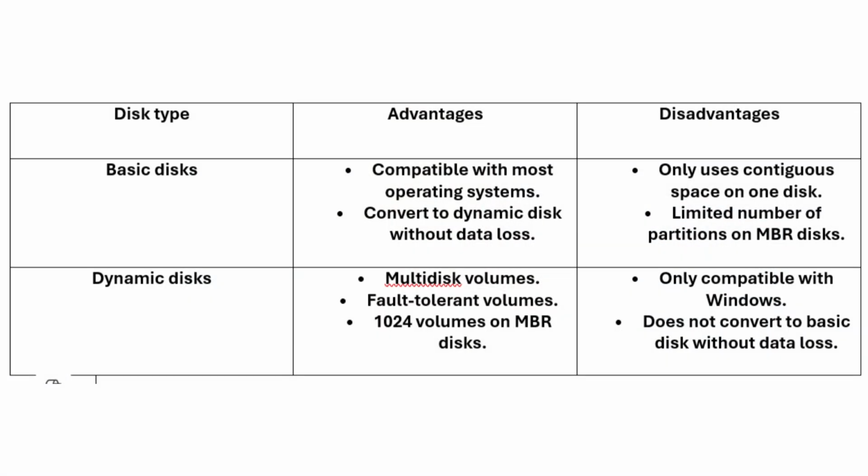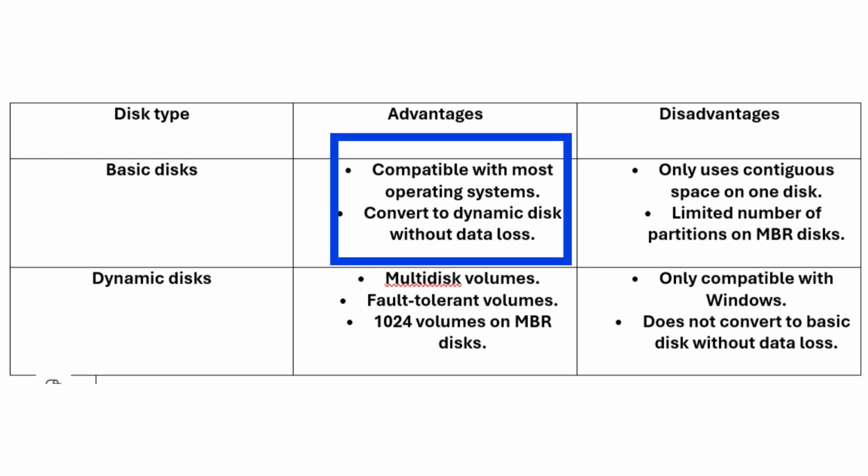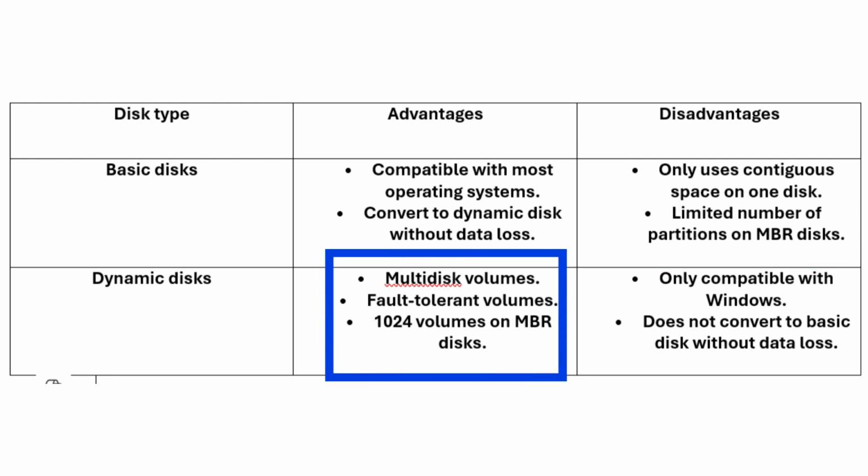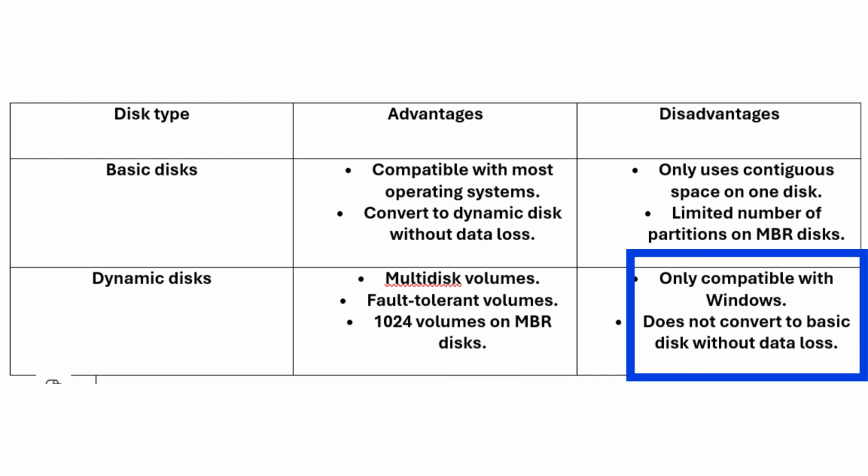Basic disks versus dynamic disks. The following table describes the differences between using basic and dynamic disks. Disk type, advantages, disadvantages. Basic disks: compatible with most operating systems. Convert to dynamic disk without data loss. Only uses contiguous space on one disk. Limited number of partitions on MBR disks. Dynamic disks: multi-disk volumes, fault-tolerant volumes, 1024 volumes on MBR disks. Only compatible with Windows. Does not convert to basic disk without data loss.